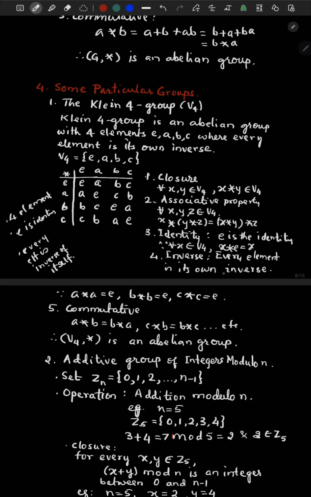Next is inverse. Every element is its own inverse. It is very clear from this table. A star A is E. So inverse of A is A. B star B is E. C star C is also E. It is commutative also. A star B is same as B star A. C star B is same as B star C and so on. So it is commutative. Hence this Klein 4 group is nothing but an Abelian group.